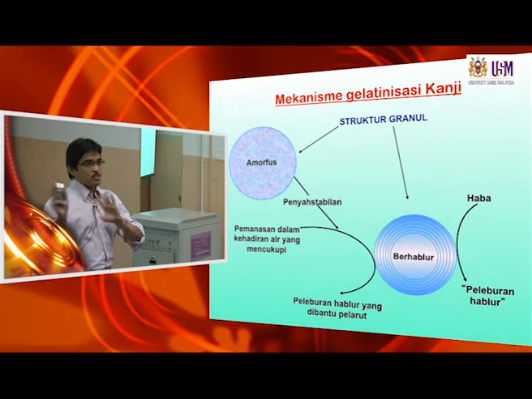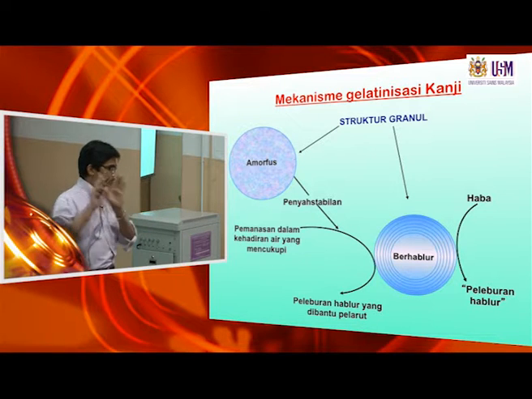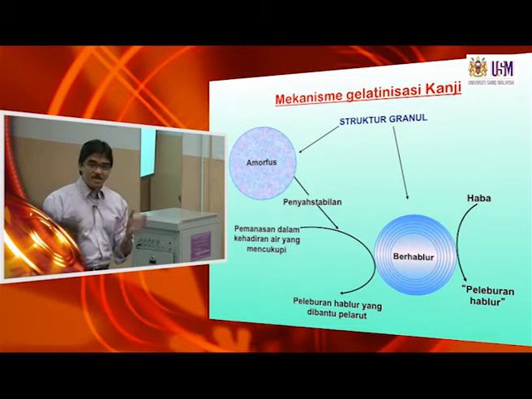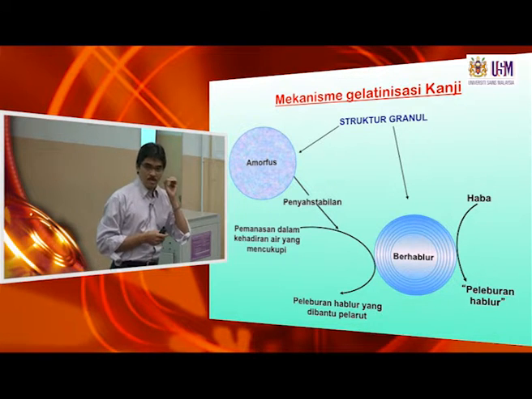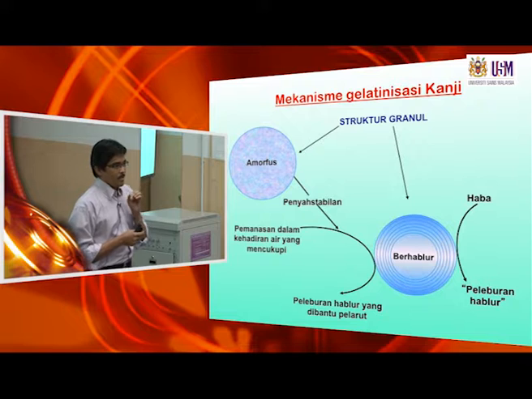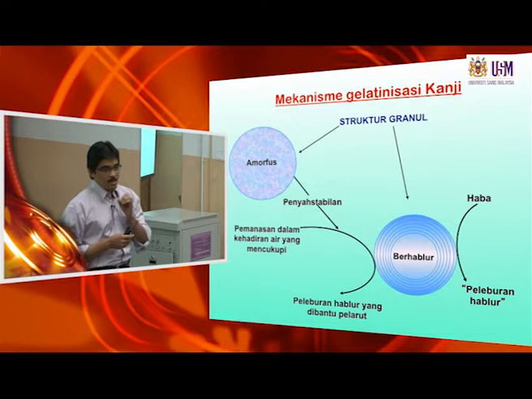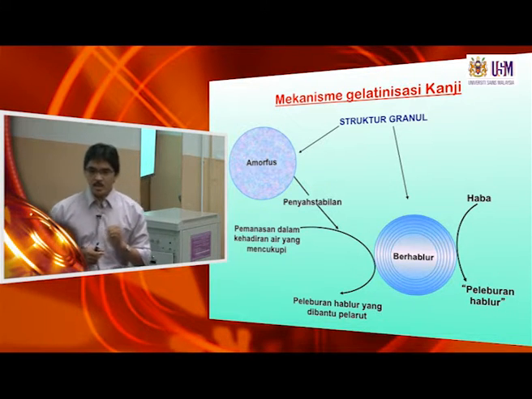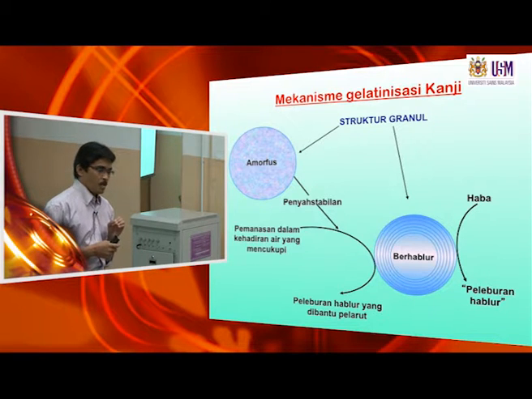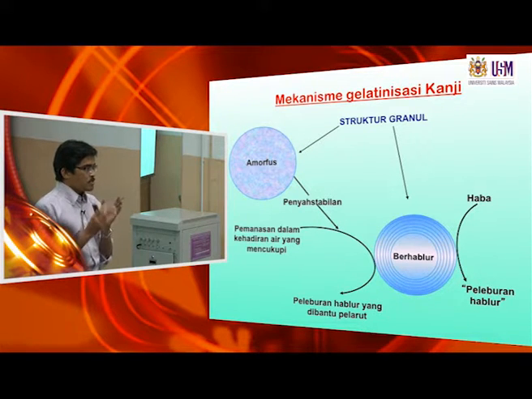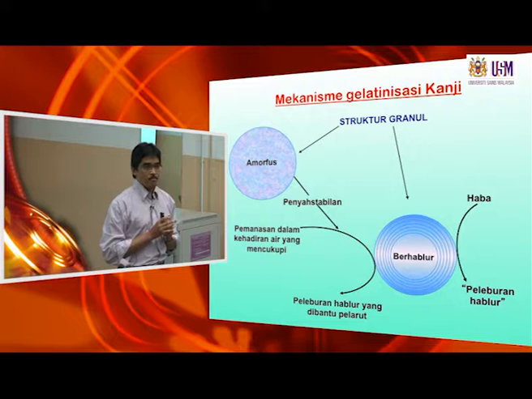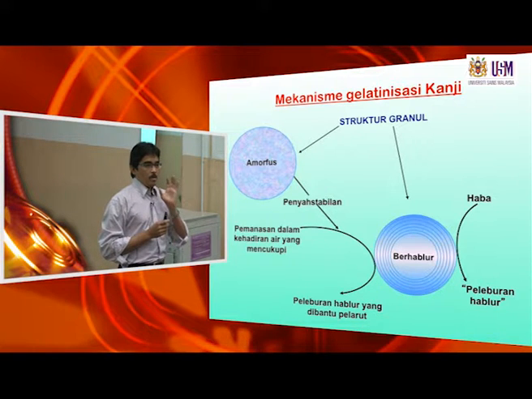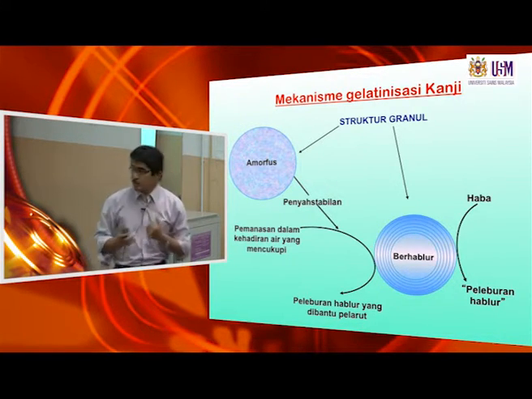And now, in this slide, I'm going to talk about the mechanism. Because now we have excess water and limited water, the mechanism also will be different. Remember, we start with a granule in a native form. And we know that the starch granule is in the semi-crystalline form. It has about 30 to 40% crystalline phase in the granule. So now we add water, we increase the temperature.